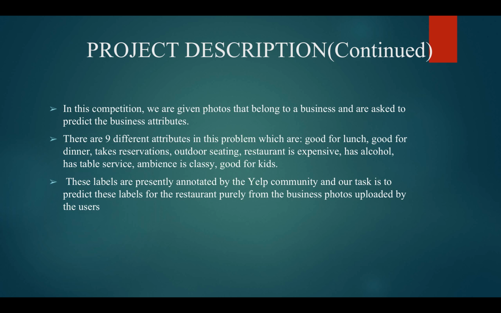So this problem is addressed using the following 9 attributes. Whether it is good for lunch or good for dinner, whether it is taking reservations or not, whether the restaurant is expensive, whether it serves alcohol and has table service, whether it is good for kids or not. So these are the factors that we are going to consider. Currently, these labels are provided by the community of Yelp.